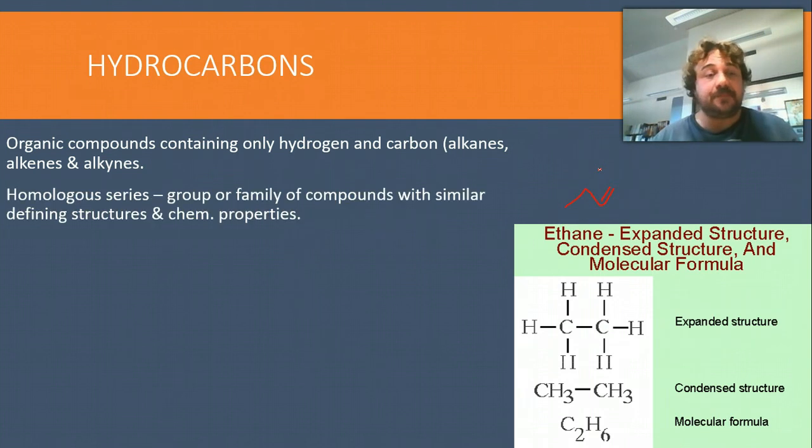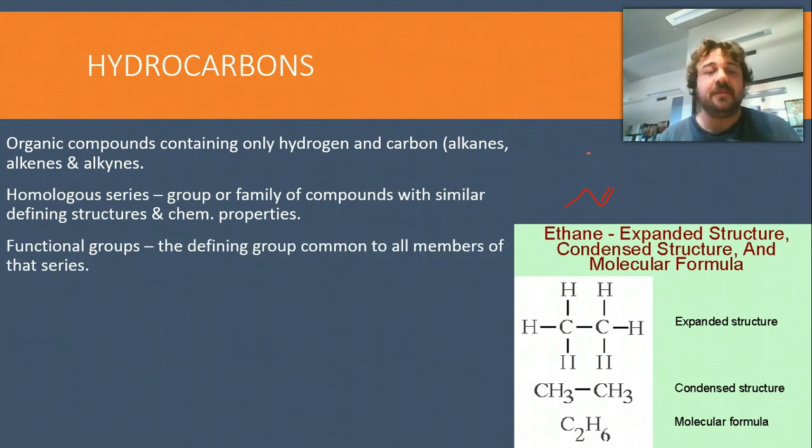Okay, so homologous series. Basically, that's the group of compounds with similar defining structures. Those defining structures that we talk about are the functional groups, the defining group common to all members. Now this one down here is an alkane because it's only got single bonds, but the second you've got 1 double bond, it becomes an alkene. And it's whatever is the largest of those bonds, whether it be a triple or double, that you have in the main chain, the longest chain.